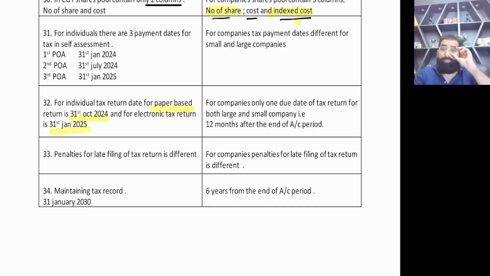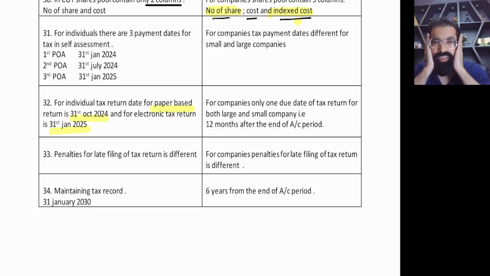If an individual is filing a paper-based hard copy tax return for the 23-24 fiscal year, the due date is 31st October 2024, but if that individual is filing an electronic tax return, then the date is 31st of January 2025.